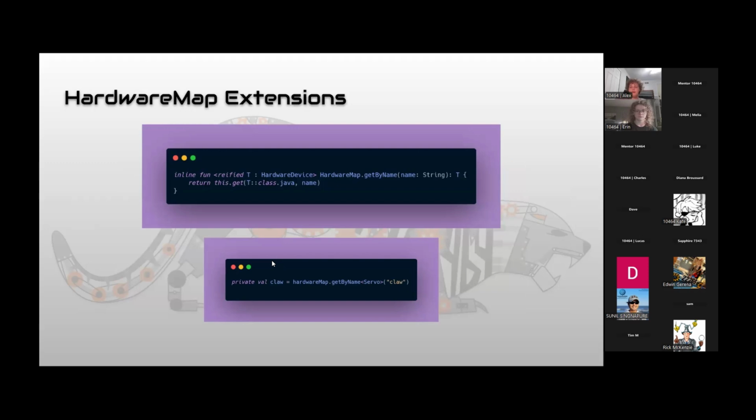So this is what I was talking about when I said you can do way more with extension functions. You don't need to understand the top bit of code to know what it does. Whenever we call hardware map.getByName and pass in a name, so let's say we wanted to get the claw servo, if you look at the bottom example, you can see how much easier that is than how you would do it normally because Kotlin's inferred. So if we were passing that claw servo into a function, we wouldn't even need to say that as a servo. We would just have that info immediately.